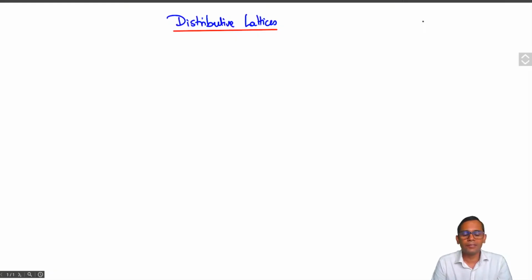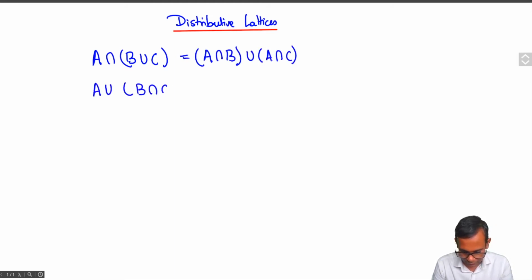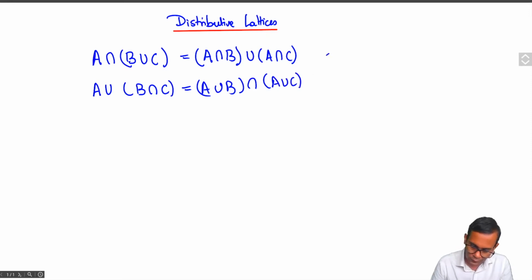We shall now study a very interesting class of lattices called distributive lattices. In set theory, you might recall the following formulae. If you have three sets A, B, and C, then A intersection (B union C) is (A intersection B) union (A intersection C). And dually, A union (B intersection C) is (A union B) intersection (A union C). These are called distributive laws.